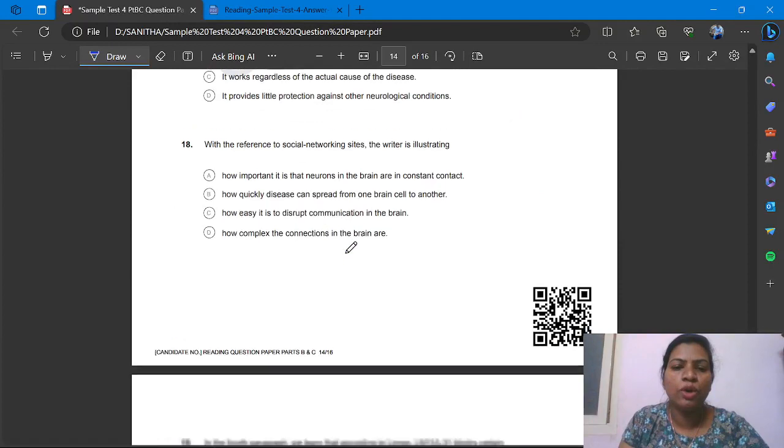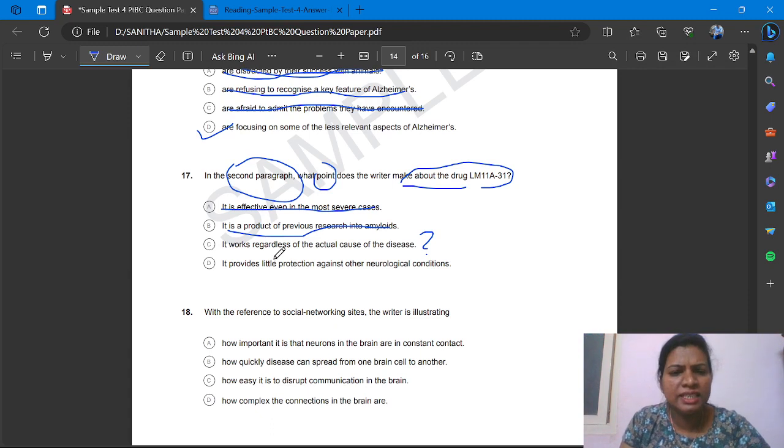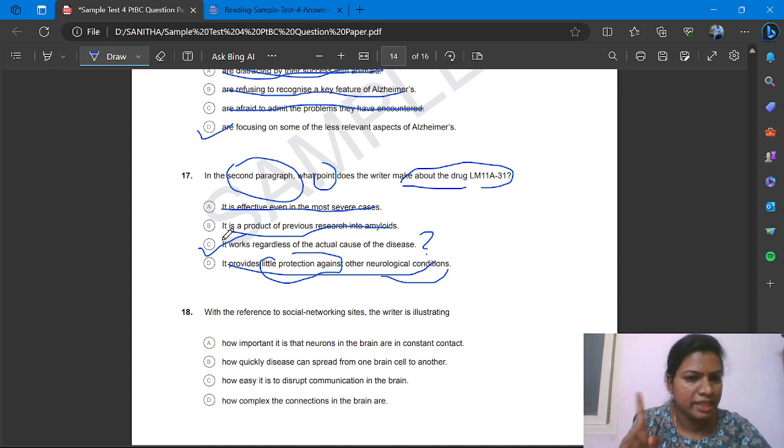So what you have to do is make a query here. We don't know what the fourth option is. It provides little protection against neurological conditions. It provides no proper protection. Little means nothing? Little means something. It is not saying that. Then what is the answer here? C is the answer. Are we getting the answers?